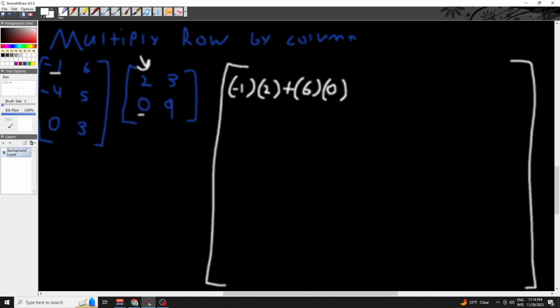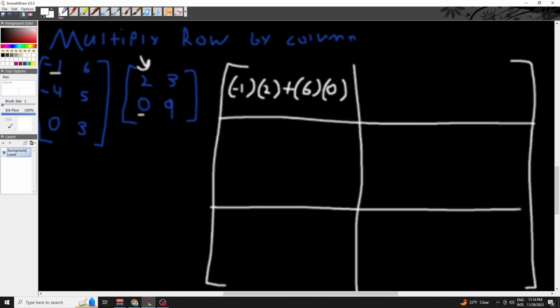I'm going to divide these right now. So it looks something like this. This will be considered row 2, column 1. This will be row 3, column 1. This will be row 1, column 2. And then this will be row 2, column 2. Row 3, column 2. So let's move down to row 2, column 1.